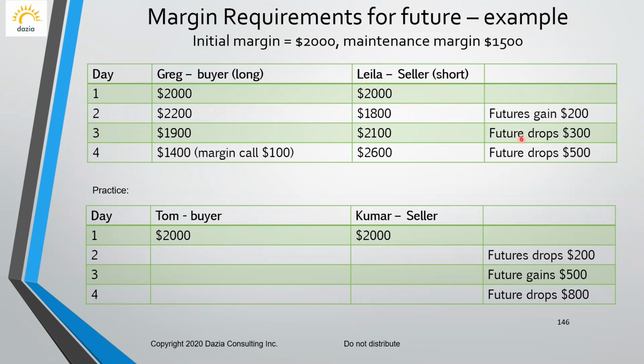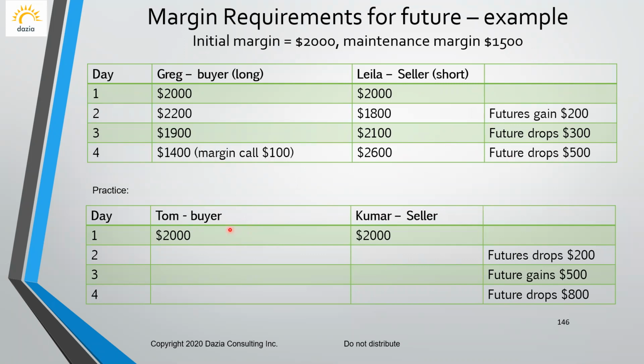Now the futures drops $300. So instead of 2200, it drops to 1900. And this will go up by $300 for the other party because they are on the opposite side. If the price goes down to 1400, now there's a margin call of $100 because the maintenance margin is 1500. And the short seller could have 2600 now. So this is the concept for the margin requirement.